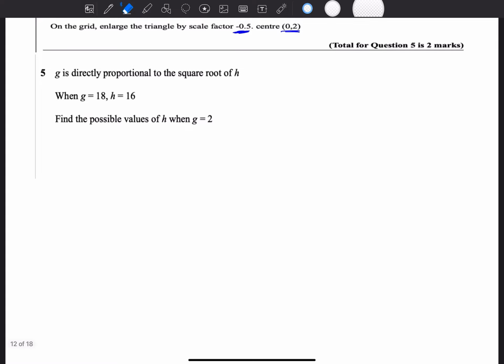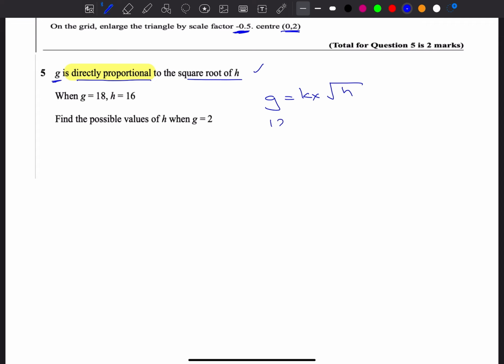Right, directly proportional. Remember, it's k times. So you read the words: directly proportional, k times square root of h. There you go. Simple. Done. Input the numbers. G is 18 equals k times square root of 16. So square root of 16 is 4. Just divide it. 18 divided by 4 is 4.5. So I'm just going to put 4.5 then.